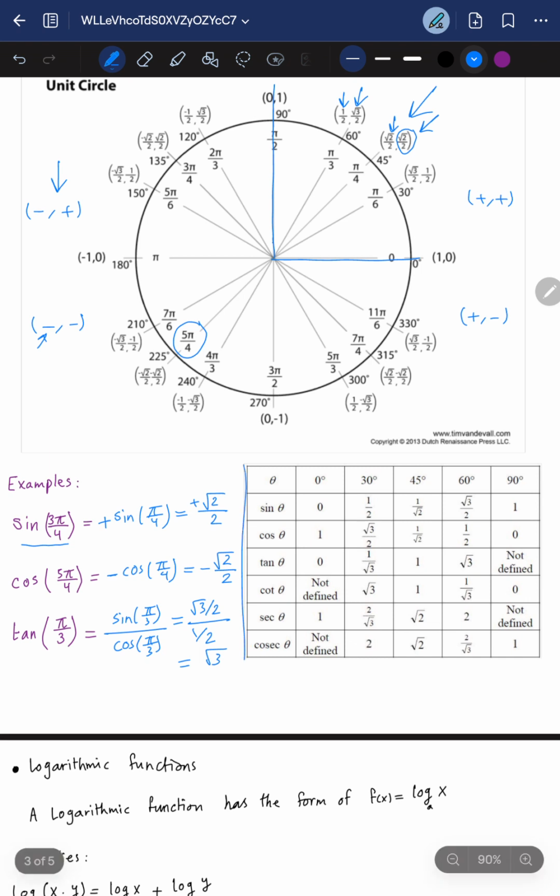Obviously, you can just memorize this table, but I would not recommend it. It's just like a lot of work. So you can just memorize the sine and cosine for the reference angle, which are like the angles in the first quadrant. And then using the identities, you can easily find tan, cotan, secant, and cosecant.